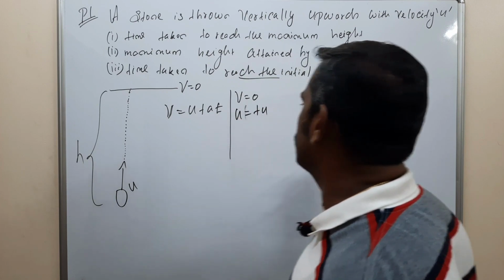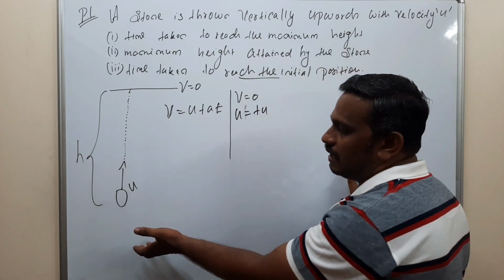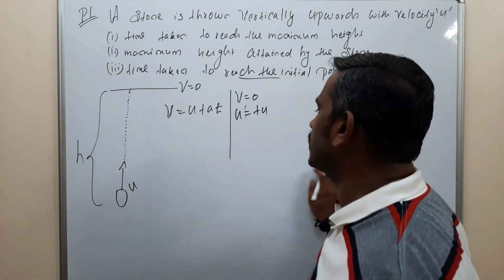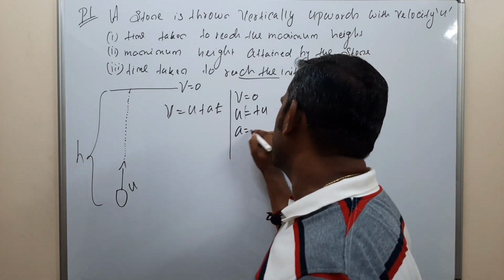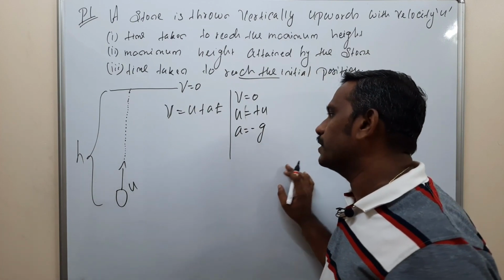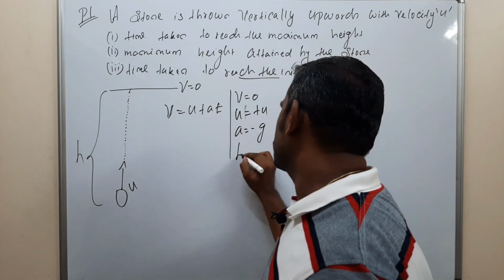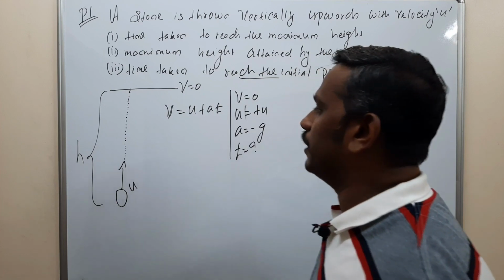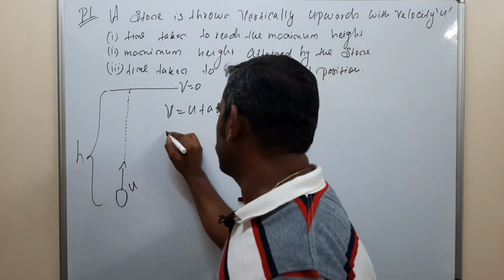U is equal to plus u, because the stone is thrown vertically upwards. So a is equal to minus g, because the acceleration is always negative. So t we have to find out. Okay, so substitute the values.